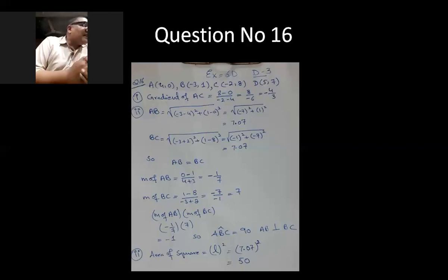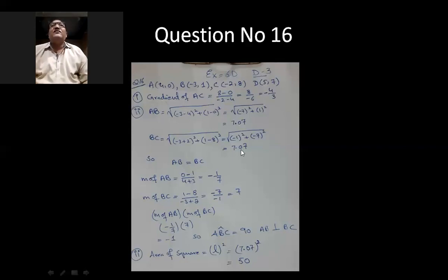And the third part is, hence or otherwise, calculate the area of this square. We know the side of this square. The side of this square is 7.07. So to find the area of the square, it is L square, the square of the side. So 7.07 square is 50. So the area of this square will be 50, and you can write it with the unit square.